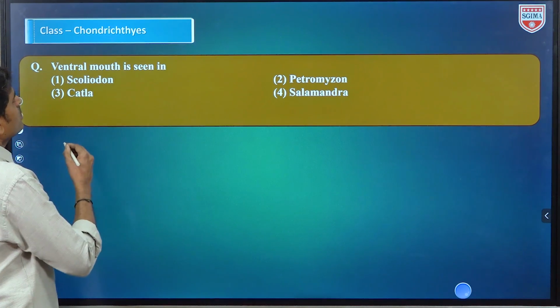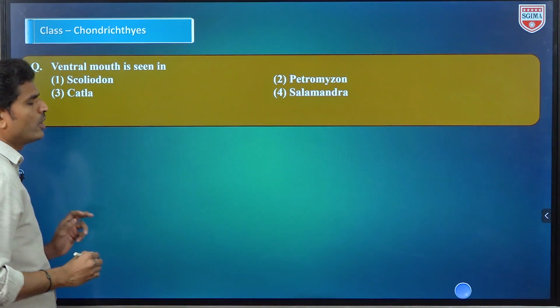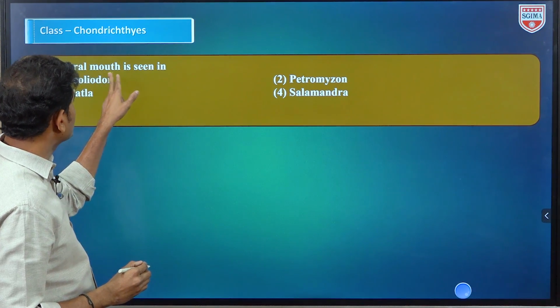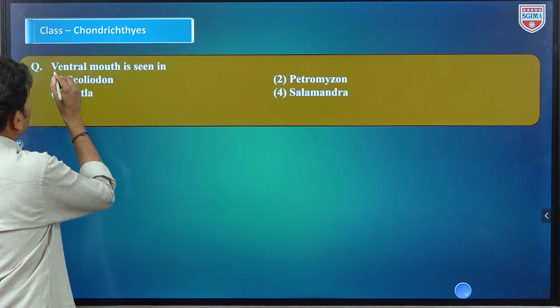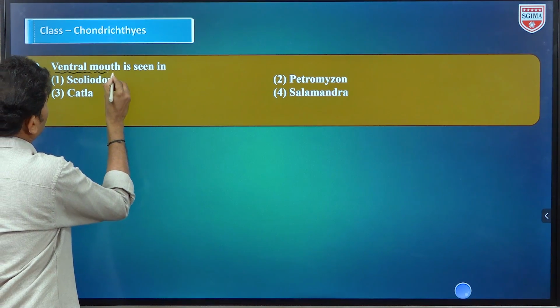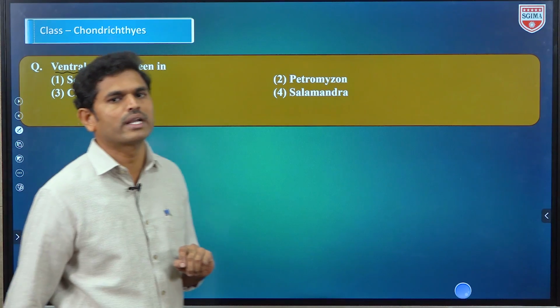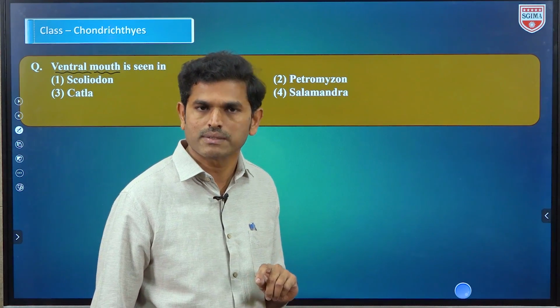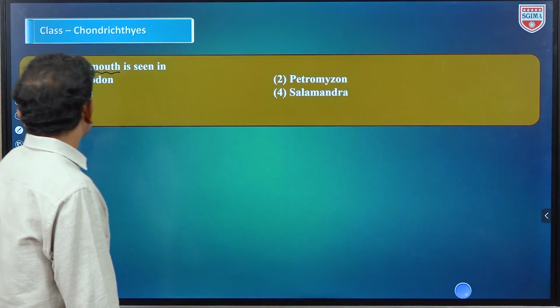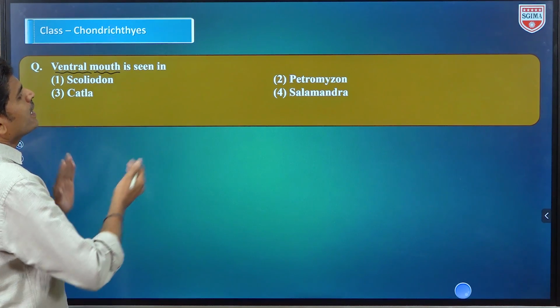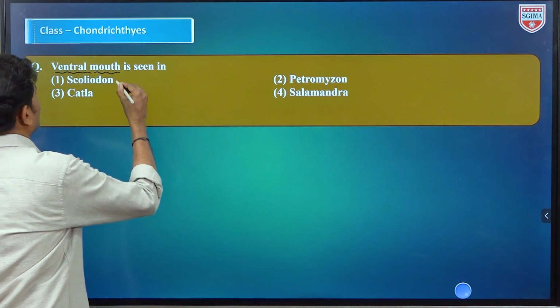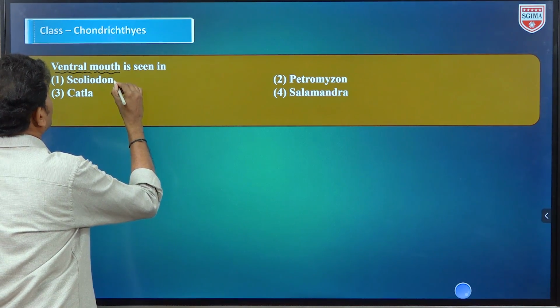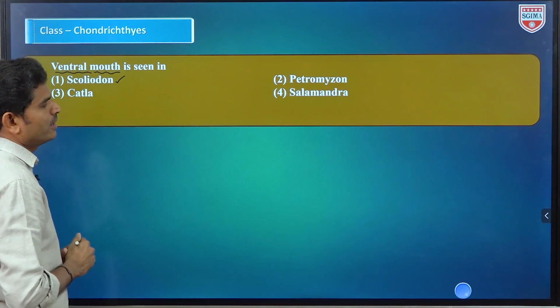First option, Scoliodon. If we observe the question once again, ventral mouth is a character of Chondrichthyes fishes, but not Osteichthyes fishes. So we have to see which of these is a Chondrichthyes fish. Scoliodon is a Chondrichthyes fish, as we just saw.